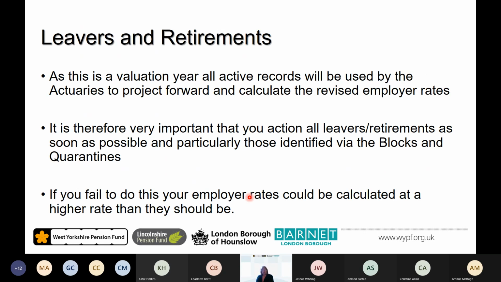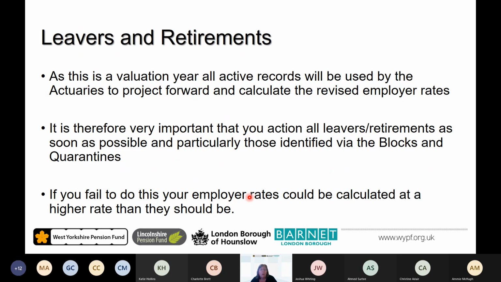So this is evaluation year, as I keep saying. All active records will be used by the actuaries to project forward and calculate the revised employer's rate. Therefore, it's important that you action all your leavers and retirements as soon as possible, and particularly those identified by the blocks and quarantines.